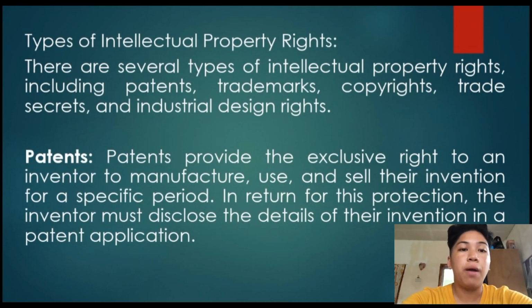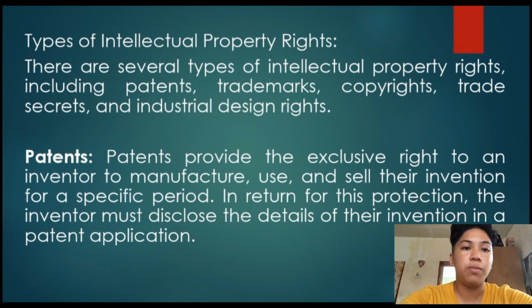Types of intellectual property rights. There are several types of intellectual property rights, including patents, trademarks, copyrights, trade secrets, and industrial design rights. Patents. Patents provide the exclusive right to an inventor to manufacture, use, and sell their invention for a specific period. In return for this protection, the inventor must disclose the details of their invention in a patent application.